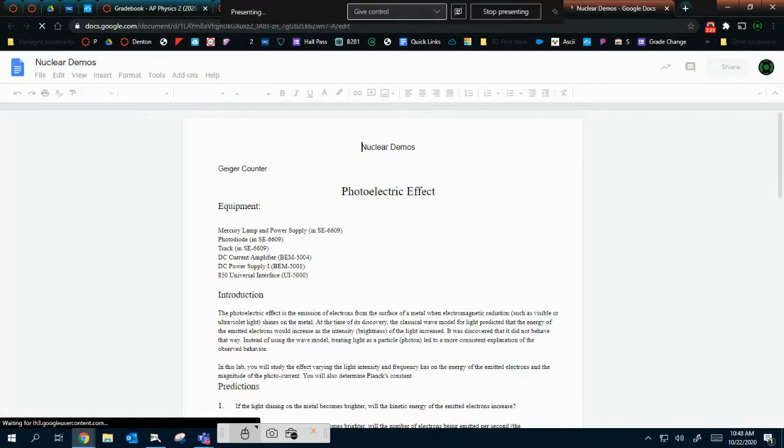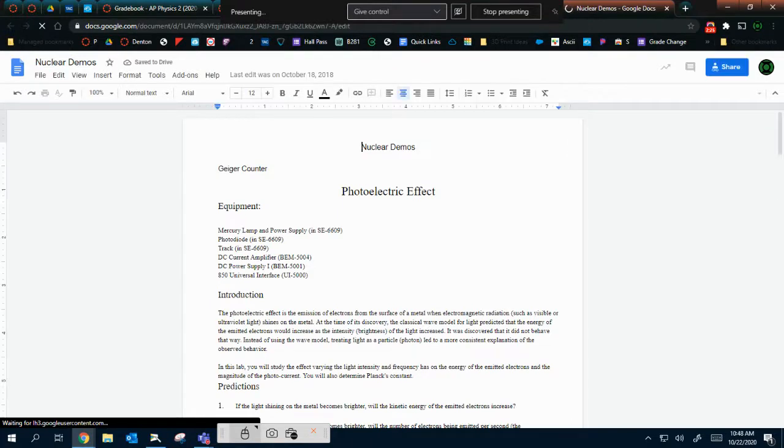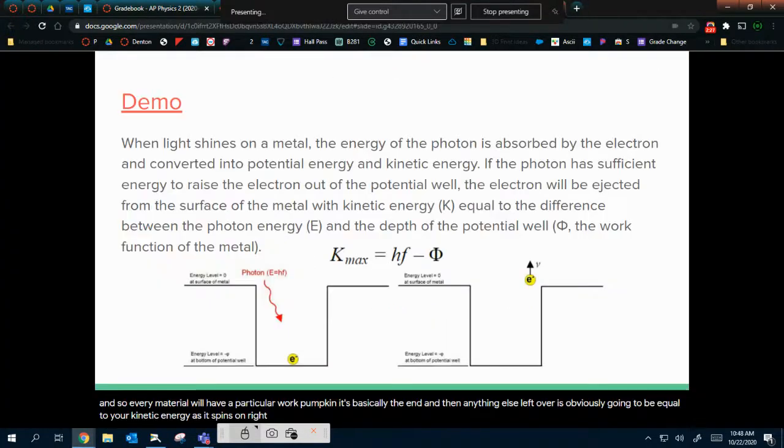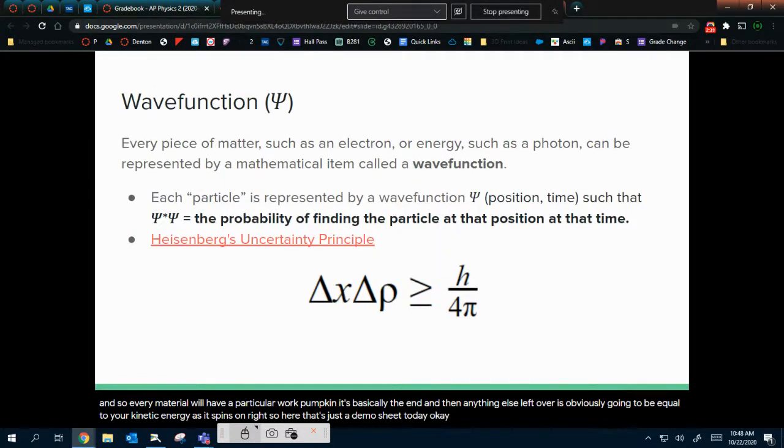So here, I think that's just a video demo sheet we're not going to get to today. Okay, so this brings up, well, it doesn't bring up, but let's talk about the wave function.